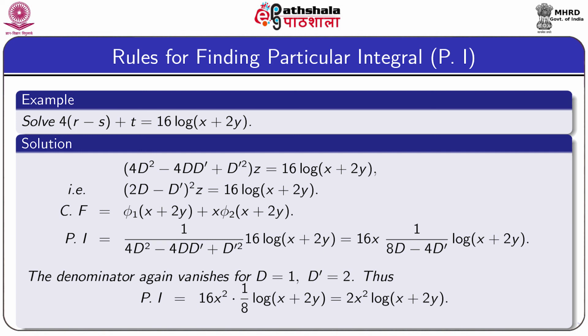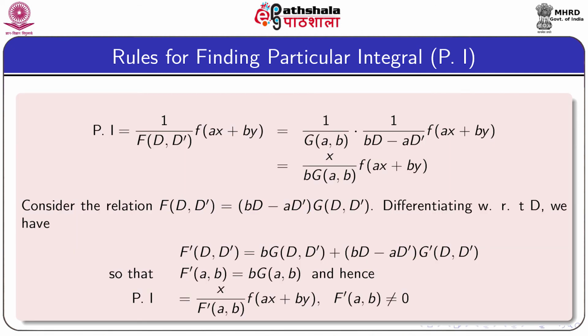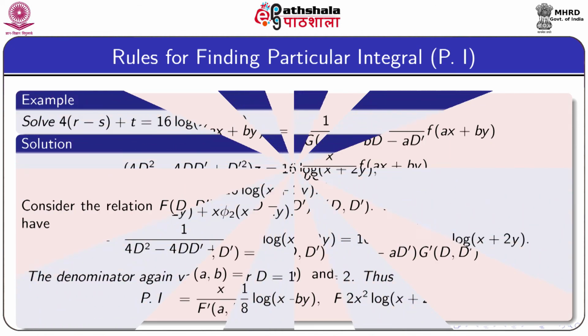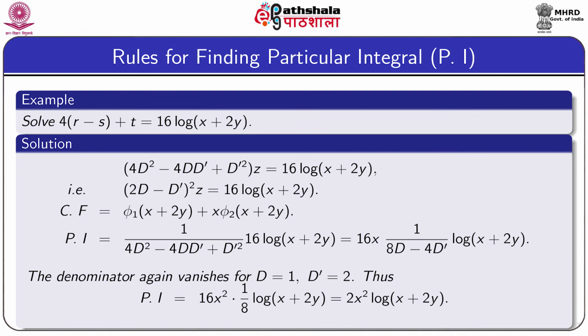And just before we have learned that this becomes 0. So, the particular integral can be written as x by F dash(a, b) into f(x plus by). So, we use that concept. So, it becomes 1 divided by F dash. So, it is (8D minus 4D dash) operating on log(x plus 2y).